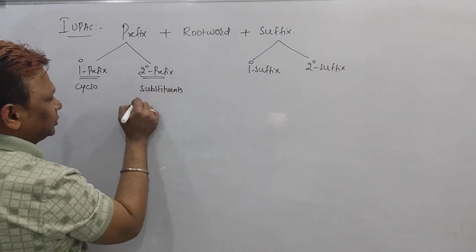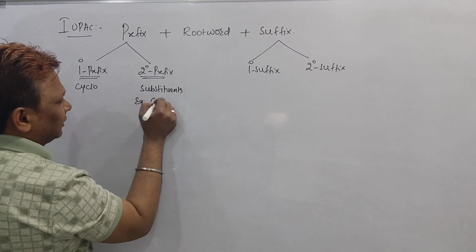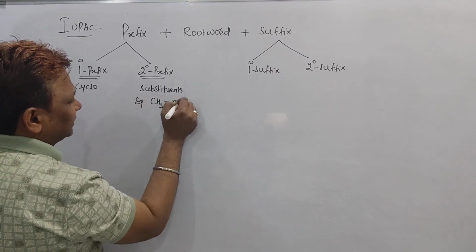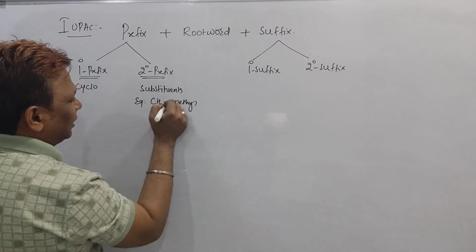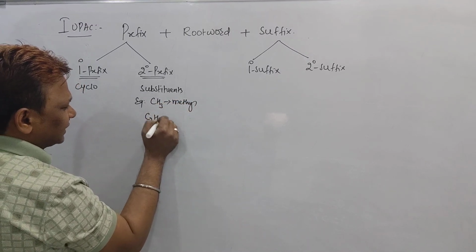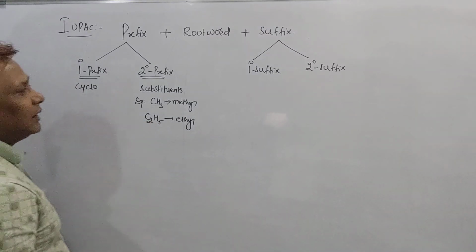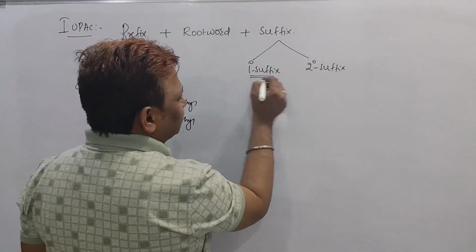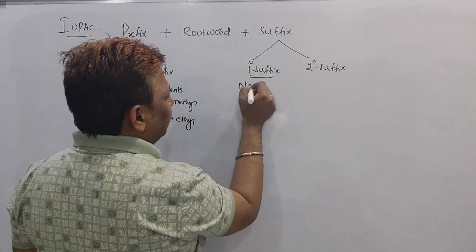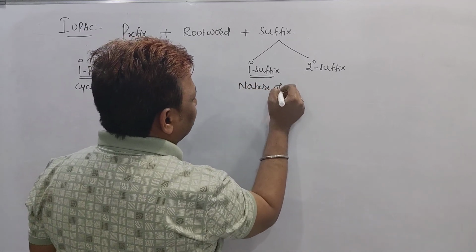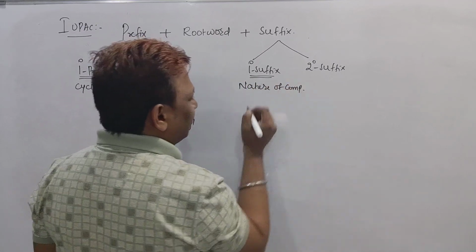But what is the substituent? For example, did you see, beta? CH3 is called a methyl, C2H5 is called an ethyl. So these are the substituents, right, beta? Substituents. And the primary suffix indicates the nature of the compound, meaning how the compound will be.